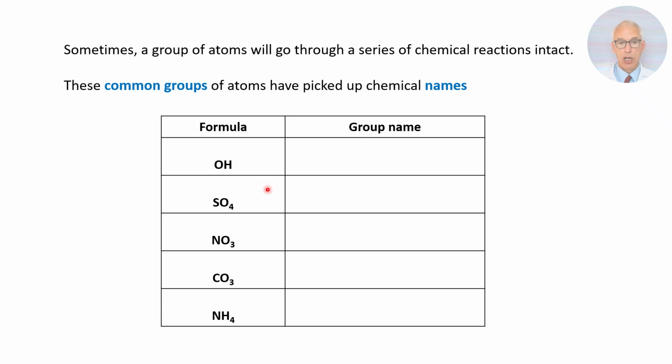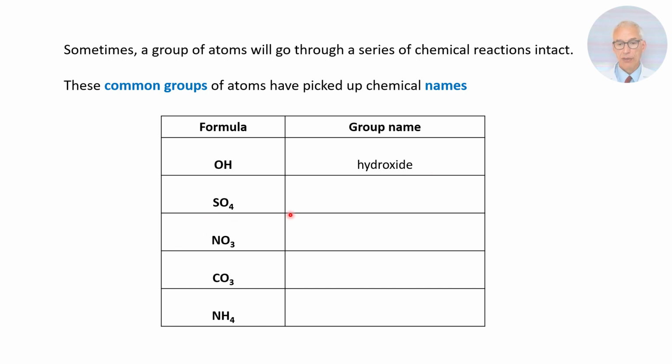Sometimes a group of atoms will go through a series of chemical reactions intact, that is, they'll stick together as a group. These common groups of atoms have picked up chemical names over the years. So we have a group made up of an oxygen and a hydrogen. That group name is hydroxide. So where an OH group appears in a compound, it will be something hydroxide.